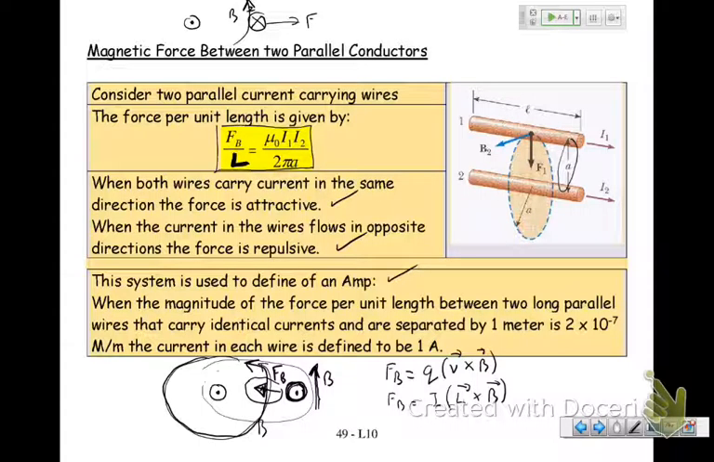The amp used to be defined as the current which flows when 1 coulomb of charge flows per second. So it was a chemistry definition. And then people said that's an awful way of actually measuring it. I mean, at some point, somebody has to measure it.